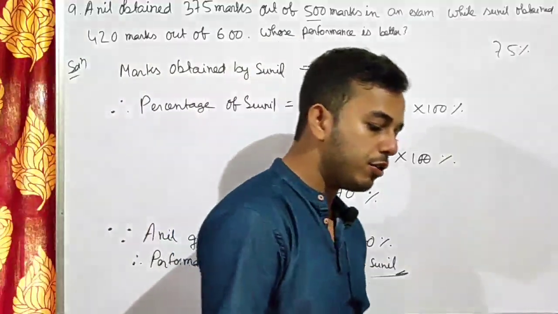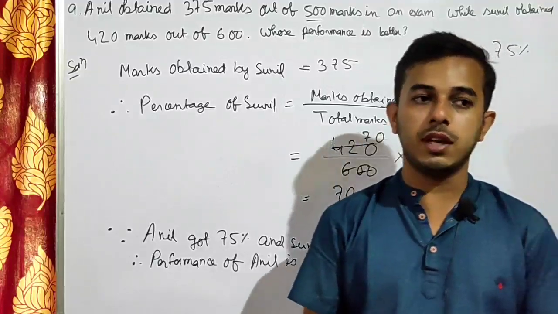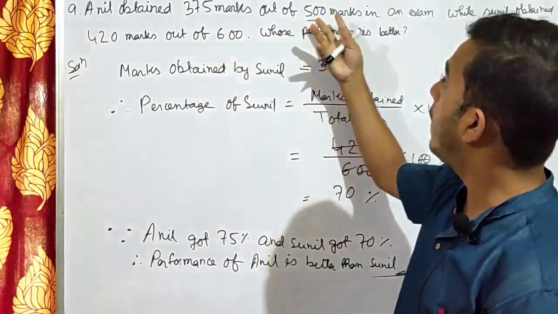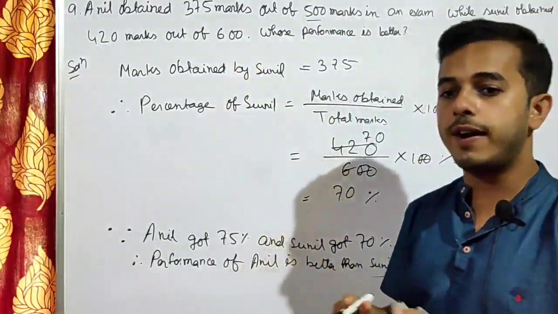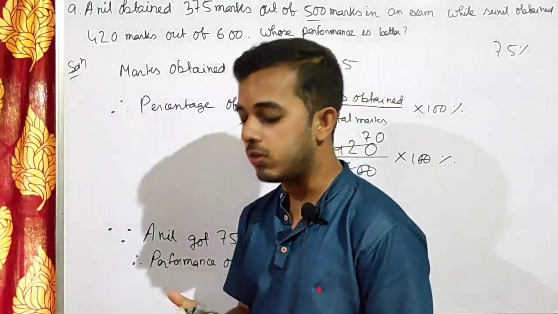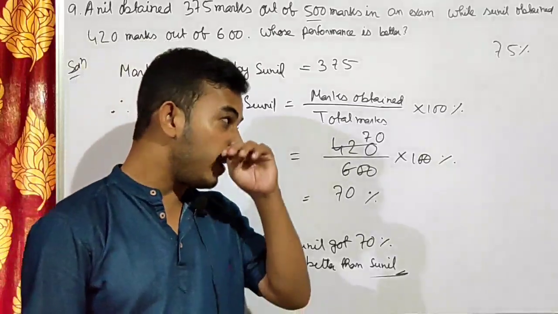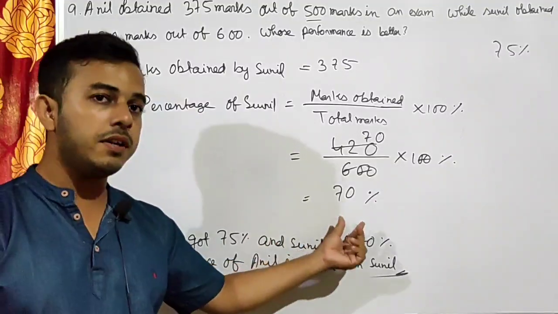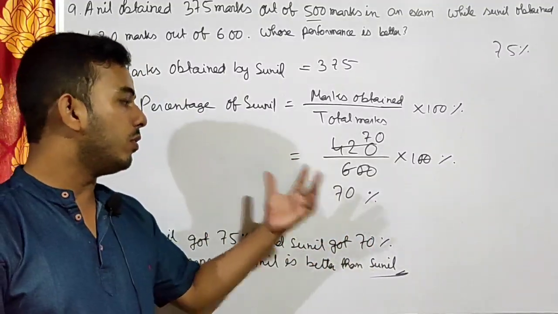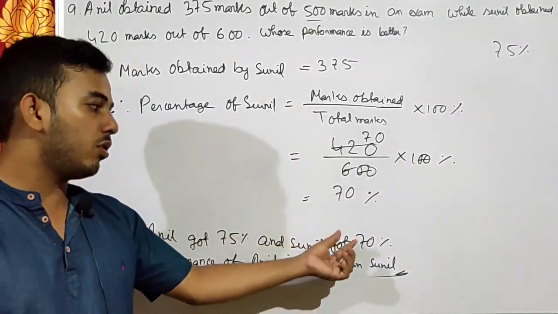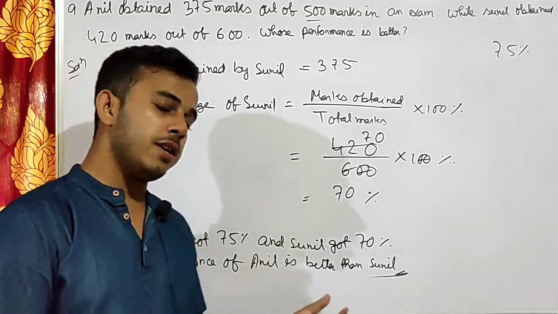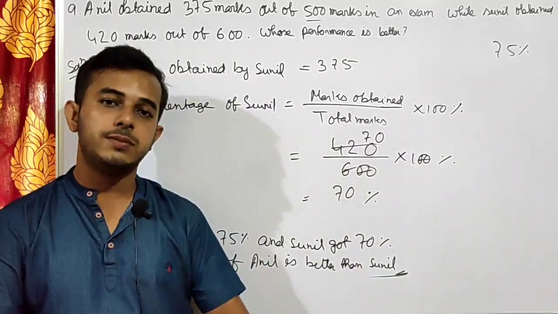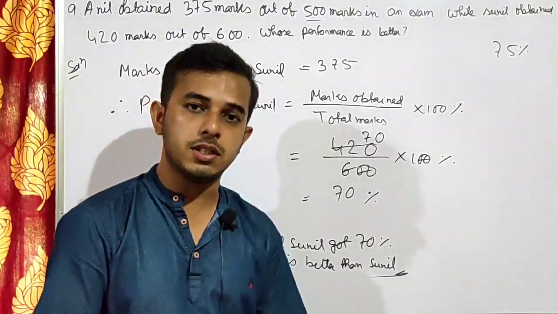How to find out? First, we have to find out their percentage, isn't it? Just by looking, we could say if their total marks were the same. But in this case, the total marks are different, one is 500 and another is 600. So we have to find out their percentage. Anil's percentage was 75 and Sunil's percentage is 70. So since Anil got 75% and Sunil got 70%, therefore performance of Anil is better than Sunil. I hope this is clear to you. Okay, so now can we move to our next question, that is question number 10.